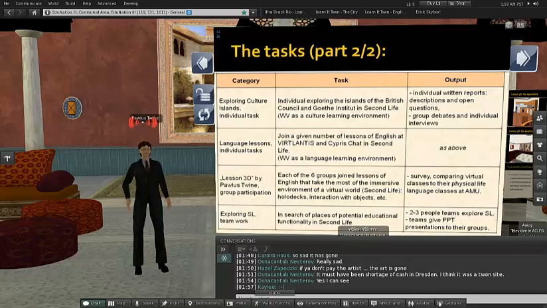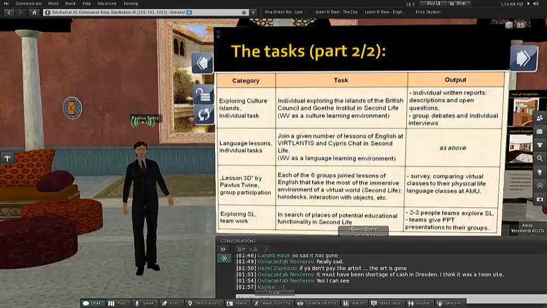I asked my students to go to Virtlantis and to go to Cyprus Chat, and at the landing point, in both places, there is a detailed schedule of what will be happening throughout the next 2 weeks, or within a month. And they could choose freely which class they would like to join. And I told them to choose one class at Virtlantis and one class at Cyprus Chat.